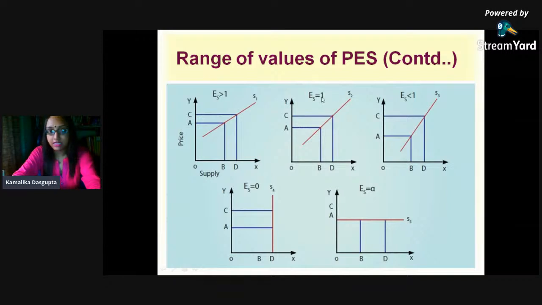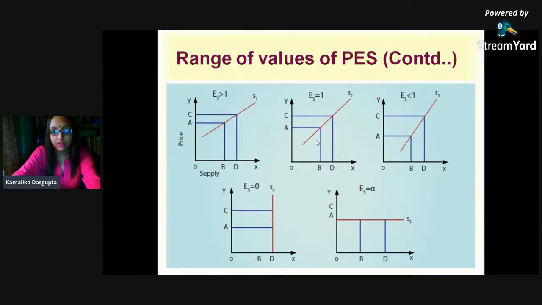And the next one is ES equal to 1, which is unit elastic supply. So the supply curve is going to be a straight line. It is neither flatter nor very steep. It is just a straight line because ES is equal to 1. It will be passing through the origin. It is a 45-degree upward sloping straight line whenever ES is equal to 1.